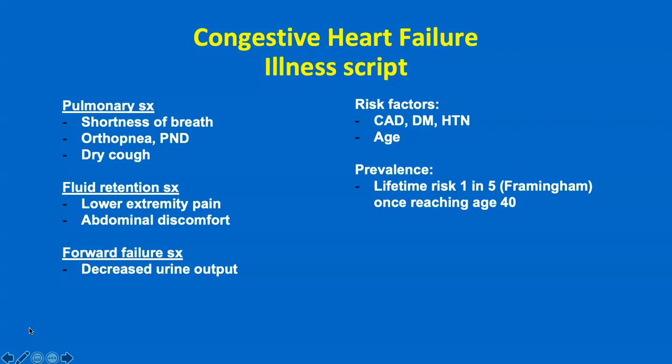Some of the risk factors to keep in mind when assessing a patient's risk of developing congestive heart failure are coronary artery disease, diabetes and hypertension, and it increases with age. Congestive heart failure is relatively common. In the Framingham study, there was a lifetime risk of 1 in 5 once patients reach the age of 40. So anyone who comes with dyspnea, this should be on your differential.